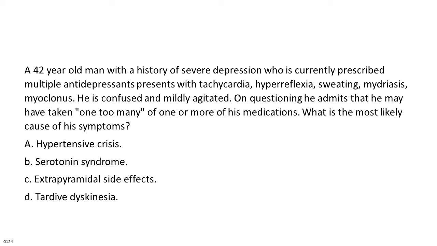A 42-year-old man with a history of severe depression who is currently prescribed multiple antidepressants presents with tachycardia, hyperreflexia, sweating, mydriasis, myoclonus. He is confused and mildly agitated. On questioning, he admits that he may have taken one too many of one or more of his medications. What is the most likely cause of his symptoms? A. Hypertensive crisis. B. Serotonin syndrome. C. Extrapyramidal side effects. D. Tardive dyskinesia.